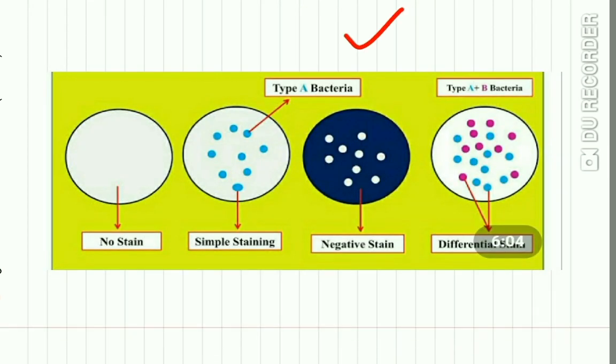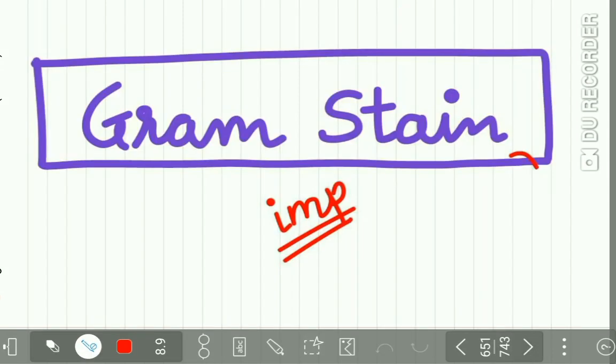So a simple picture to remember this. The simple stain has given all the bacteria the same color. Negative staining, in which the bacteria remain unstained while the background is stained, and differential staining, as the name implies, in which different colors are given to the different bacteria.